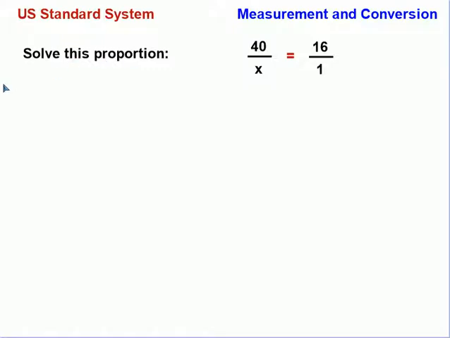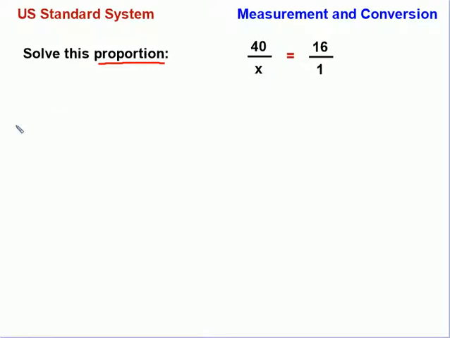And we're going to start by solving this proportion because we're going to be using proportions to solve all our measurement and conversion stuff until we get to the metric system. So we're going to use proportions to do that. So let's use this proportion here and solve it. Again, we've got two equivalent ratios. These two ratios are equal to each other. We know that 16 over 1 is equal to 40 over something.